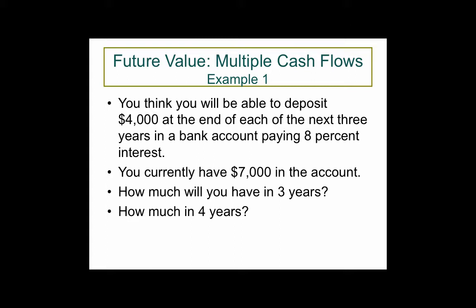You think you will be able to deposit $4,000 at the end of each of the next 3 years in a bank account paying 8% interest. You currently have $7,000 in the account. How much will you have in 3 years? How much will you have in 4 years? So, right now we know that we have $7,000 in year zero, and then we're going to add $4,000 each of the next 3 years.